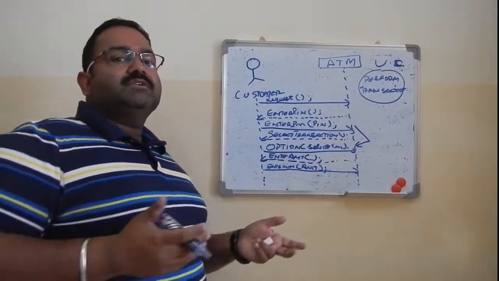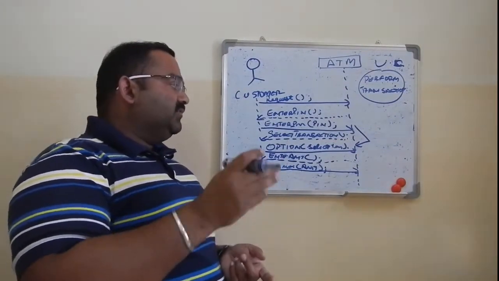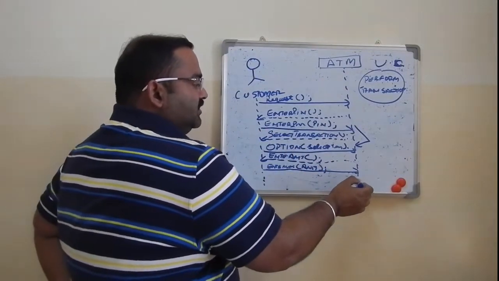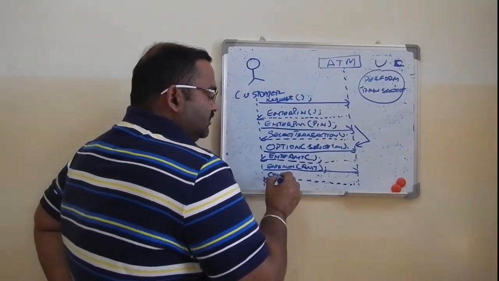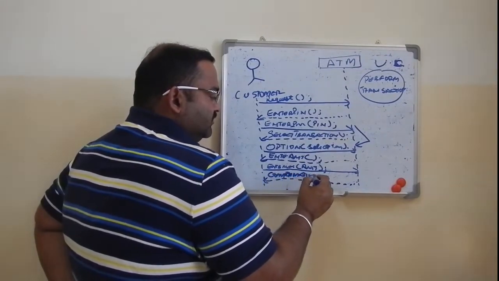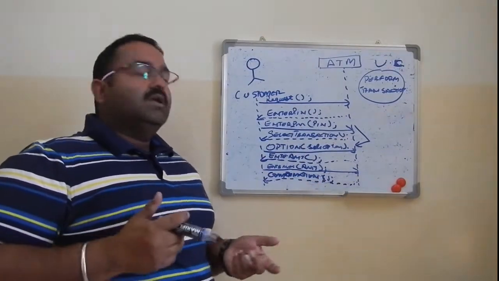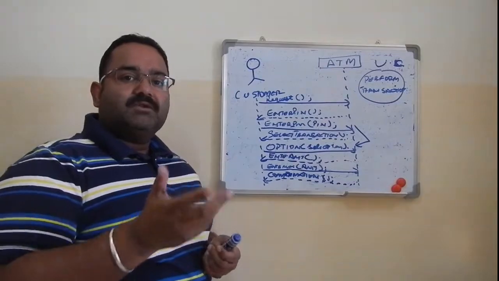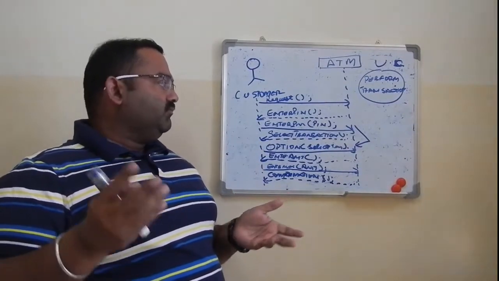So then what does the system do? The system dispenses your cash and after that the system gives you the confirmation. Now, confirmation can be in the form of a receipt. It can be in the form of the remaining balance. It can be in the form of anything.